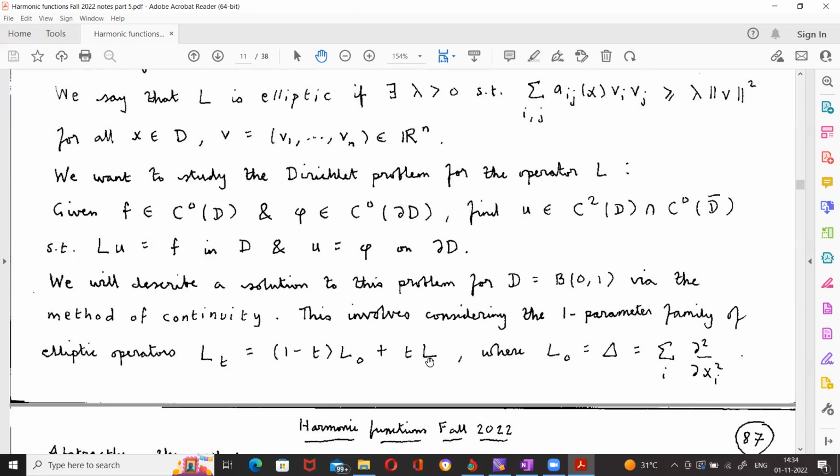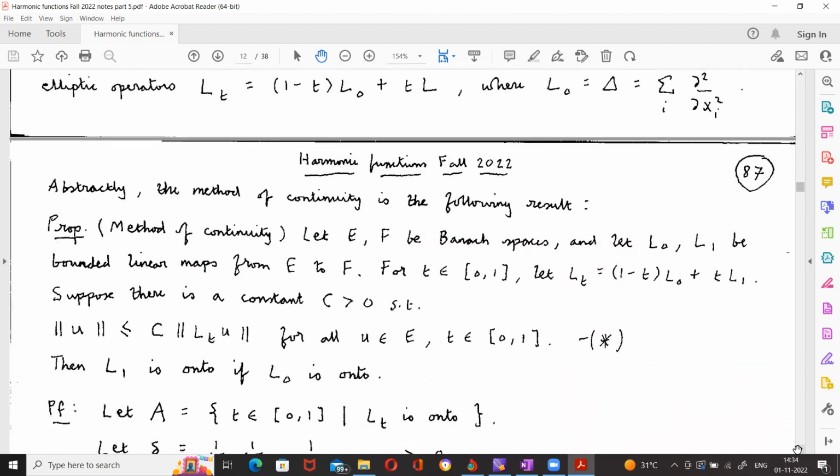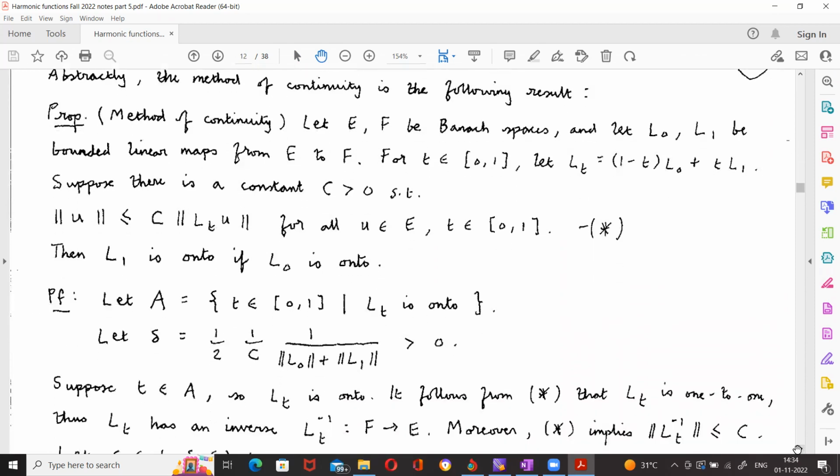And the idea now is to use what's called the method of continuity, which is abstractly the following functional analysis result. This is the method of continuity. Let E and F be Banach spaces and let L0 and L1 be bounded linear maps from E to F. Then you take the convex combination of L0 and L1, call it LT. So this is (1 minus T) L0 plus T L1.